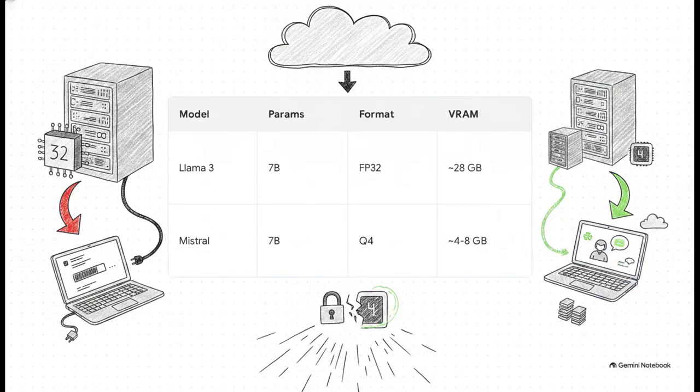To put that into perspective, the memory savings here are just wild. A 7 billion parameter model, like Llama 3, running in its full 32-bit format, requires about 28 gigabytes of video RAM. That is way beyond what most standard laptops can handle. But if you apply 4-bit quantization to a similar 7 billion parameter model like Mistral, that requirement completely plummets to just 4 to 8 gigabytes of VRAM. It is honestly like a magic trick that allows these powerful, cutting-edge models to run super smoothly on average consumer GPUs.